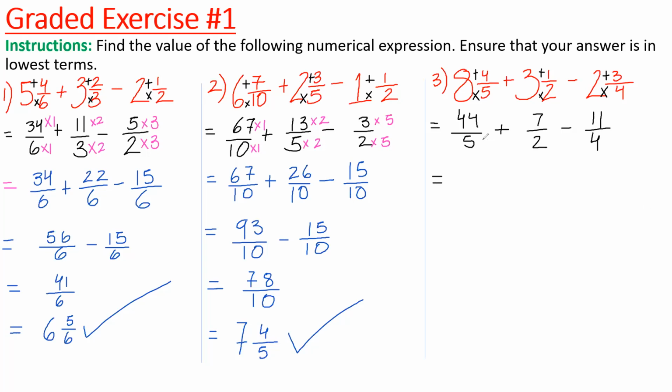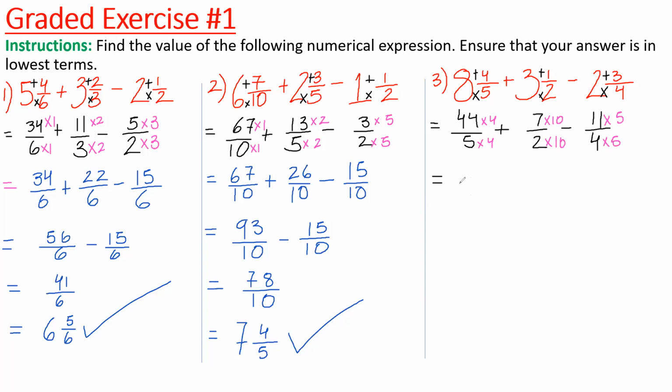We're going to multiply 5 times 4, which is 20. What we do at the bottom, we do at the top, so 44 times 4. Then we do 2 times 10 is 20, and 7 times 10 is 70. Then 11 times 5 is 55, and 4 times 5 is 20.